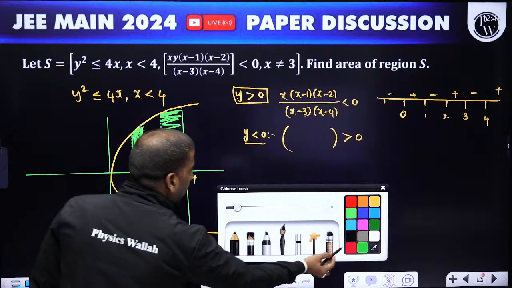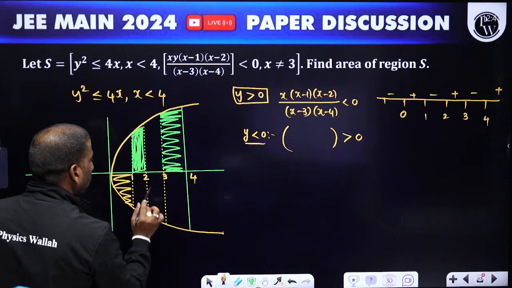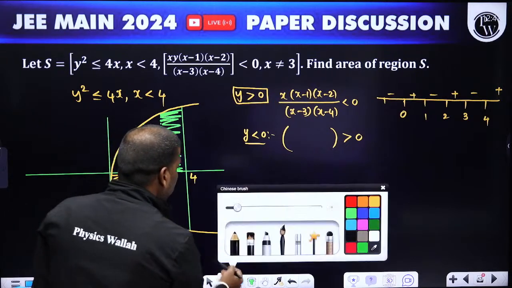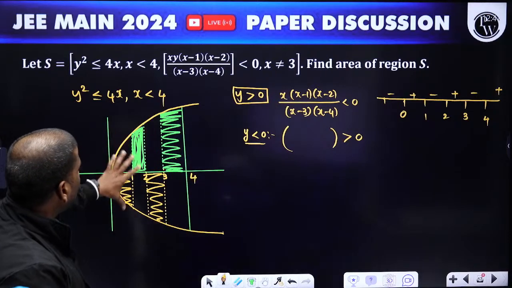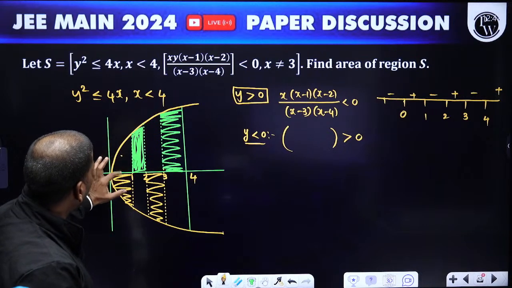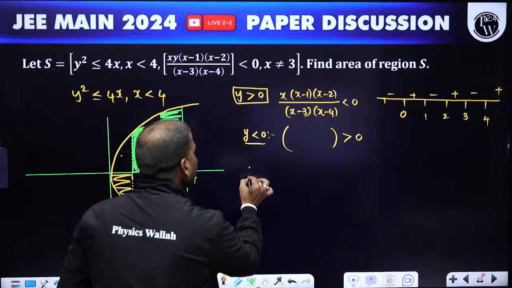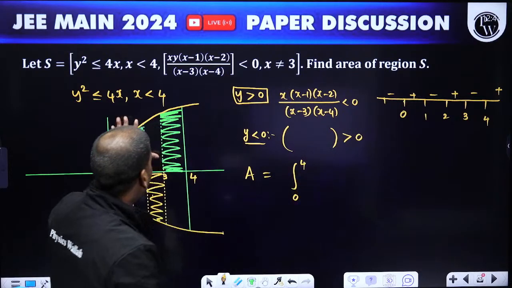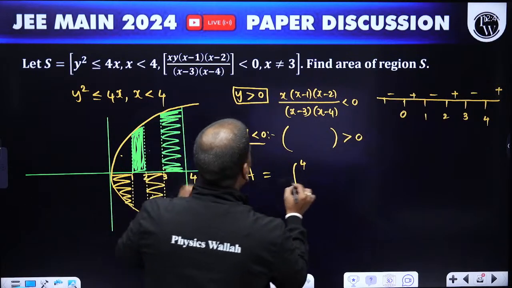Next, here what we want? 0 to 1 and 2 to 3. If you observe this portion, it is given this way, but as this curve is symmetric with respect to x-axis, this portion and this portion both are equal. These two are equal. These two are equal. So that means answer is nothing but integral 0 to 4. Since the curve is symmetric with respect to x-axis, 0 to 4 2 root x.